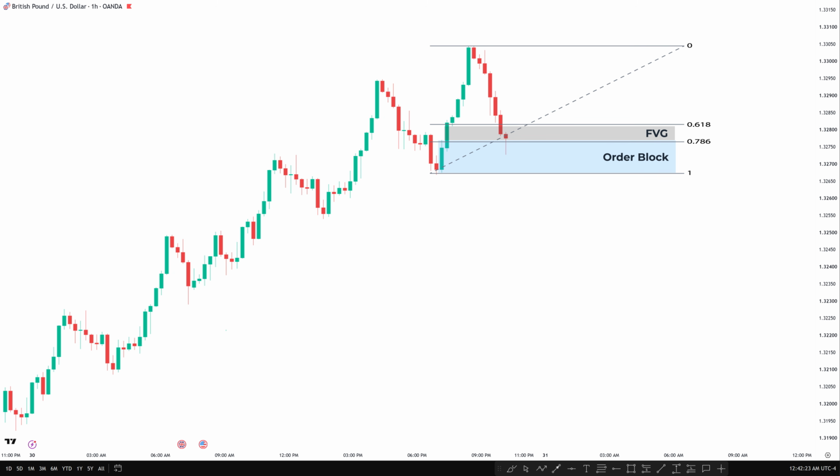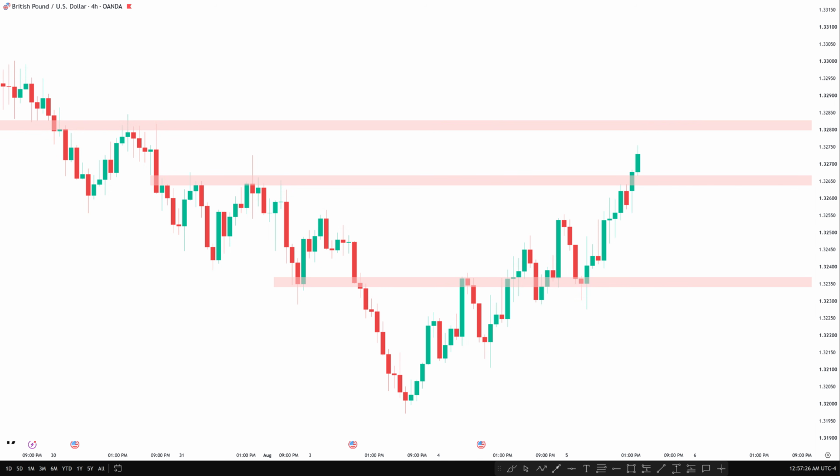Before placing the trade, though, we need to check whether the higher time frame agrees with our analysis. Let's move to the 4-hour chart. Remember, we're not repeating the entire analysis. We're simply looking for 2 things. First, what's the overall trend? And second, are there any major levels that could interfere with our trade?